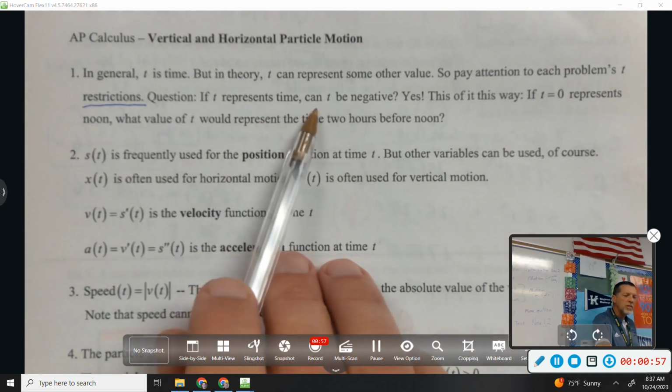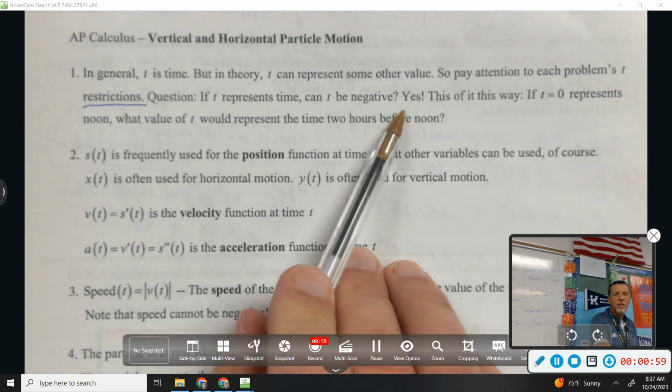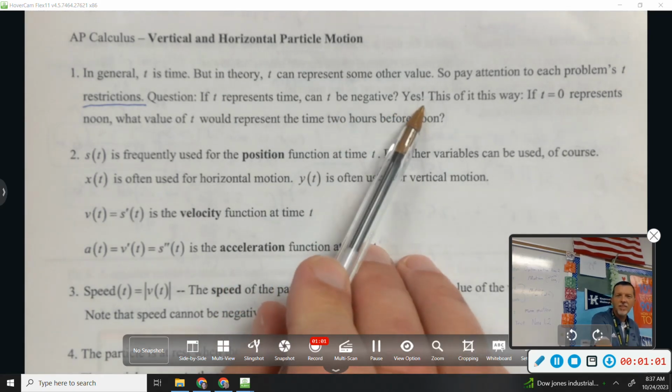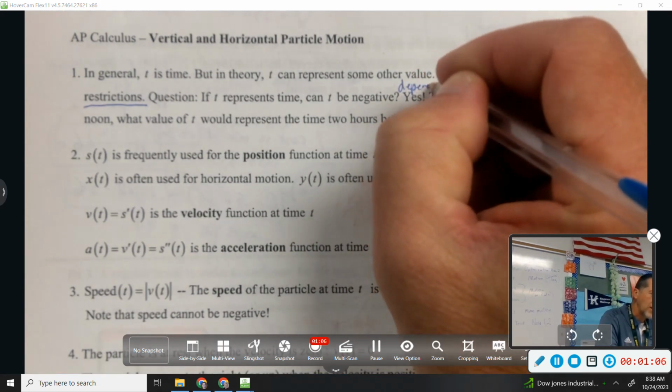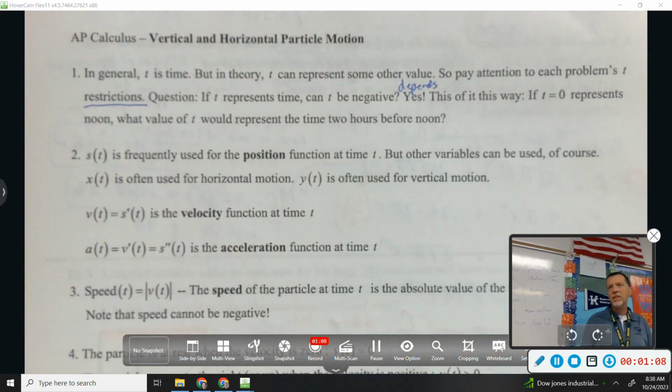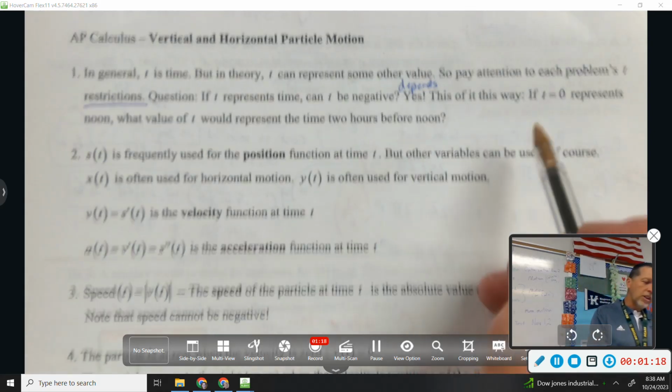If t represents time, can t be negative? Well, there's the answer right there. Yes. Although I would more likely say it depends, just depends on the problem. If you're running some experiment and you start the experiment at time 0, then negative time probably wouldn't make much sense. But here's the example where it would work.